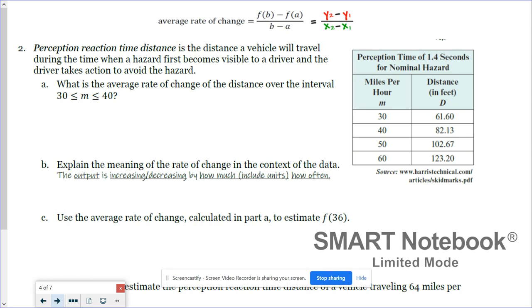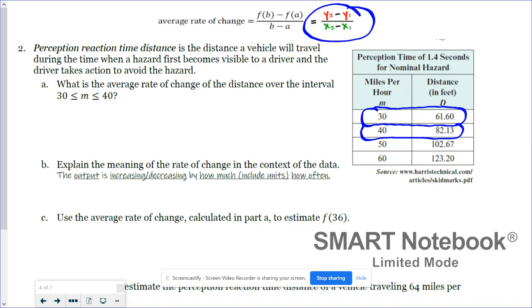Part A wants us to find the average rate of change of the distance over the interval from 30 ≤ m ≤ 40. So 30 and 40 correspond to the miles per hour. When the vehicle is traveling at 30 miles per hour, the distance it travels upon seeing the hazard is 61.6 feet. And traveling at 40 miles per hour, the distance is 82.13 feet. So I want to use my average rate of change formula and calculate the average rate of change using these values.